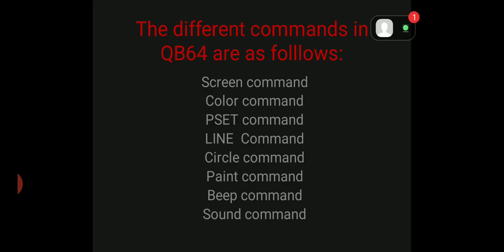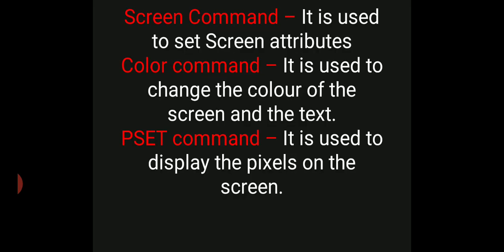So the different commands in QBasic 64 are as follows. The first one is screen command, second is color command, third is preset command, fourth is line command, circle command, paint command, beep command, and last one is sound command. So the first command is a screen command.